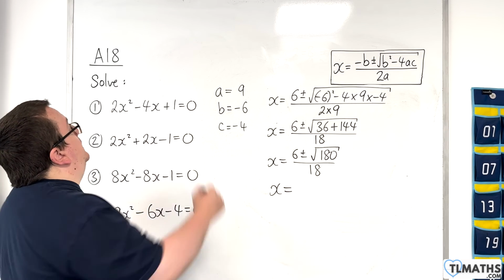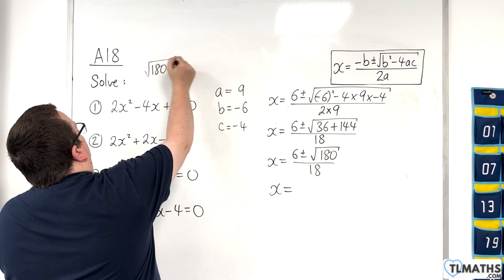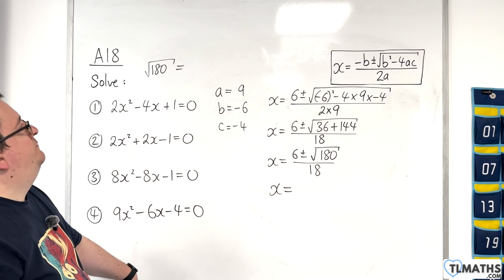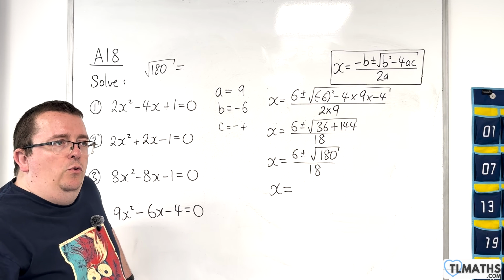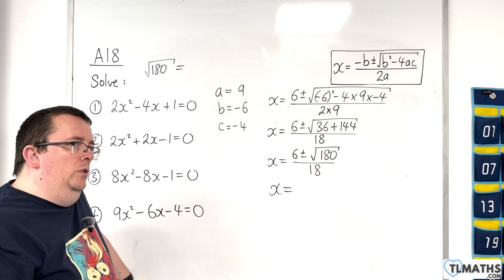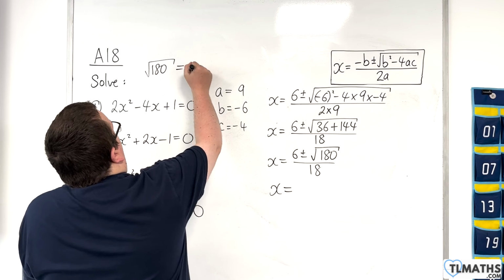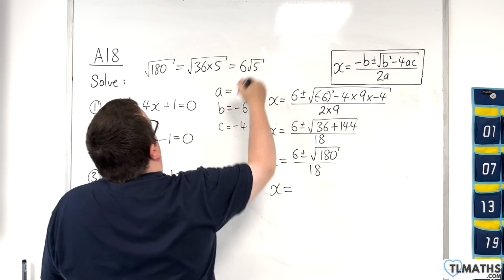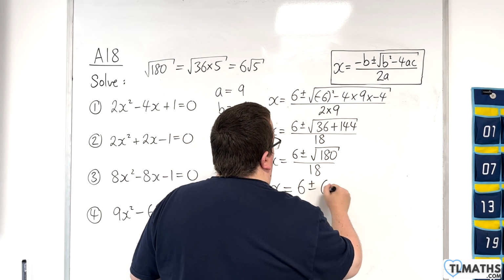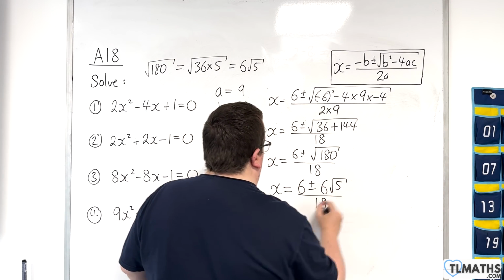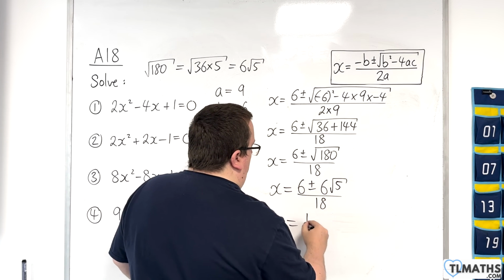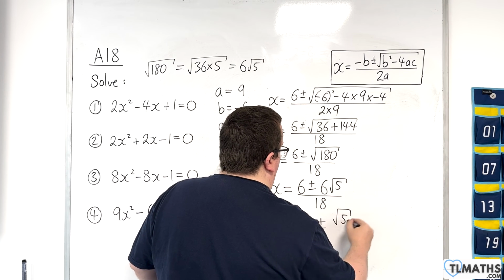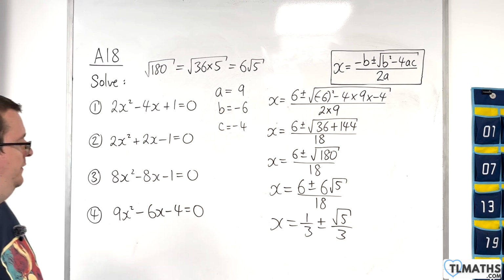Now, square root of 180. Well, 9 definitely goes into it 20 times. But 20 is divisible by 4. So 36 goes into it 5 times. So that's 6 root 5. So 6 plus or minus 6 root 5 over 18. 6 over 18 is a third. Plus or minus 6 over 18, which is a third of root 5. So root 5 over 3. And that's our answer to number 4.